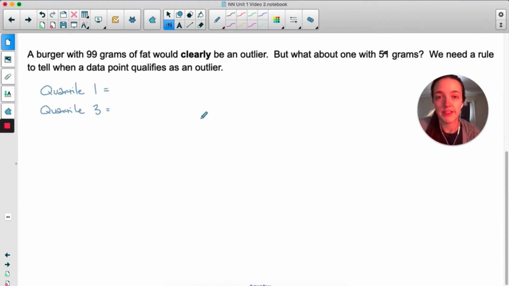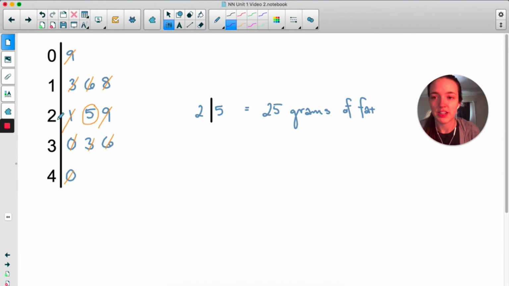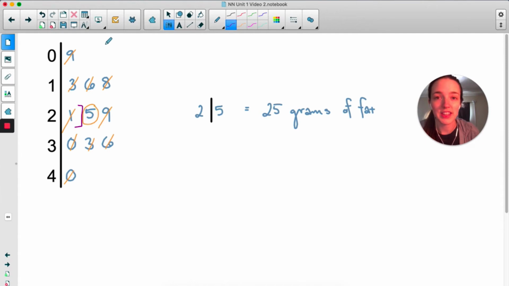The first thing we need to find are the quartiles. Quartile 1 and quartile 3. Quartile 1 is basically the median of the lower half of the data, and quartile 3 is essentially the median of the upper half of the data. So we're going to go back to that stem and leaf plot that we made. And let's start by focusing on just the lower half of the data, so everything below our median of 25. Okay, so we're just focusing on the lower half.